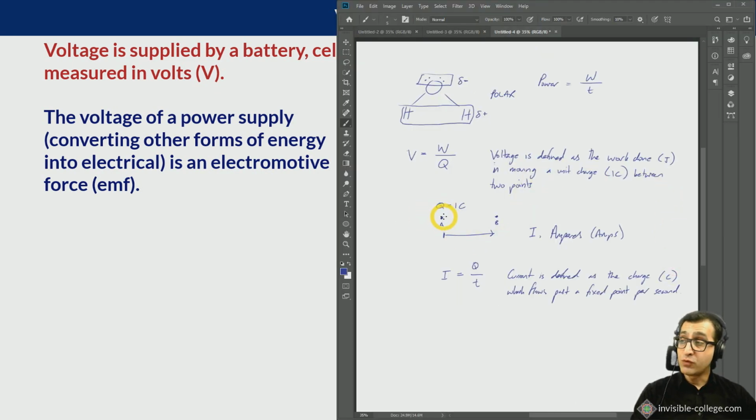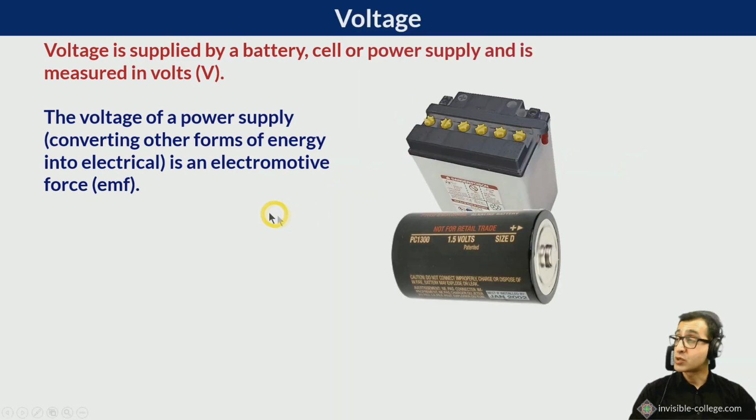However, in order to move an object like an electron, you need to push it or pull it. You need to apply a force. So that work is being done by a force which moves the electron from one point to another point through that conductor. And it's the power supply which provides that electromotive force.